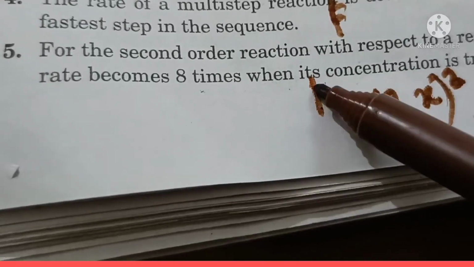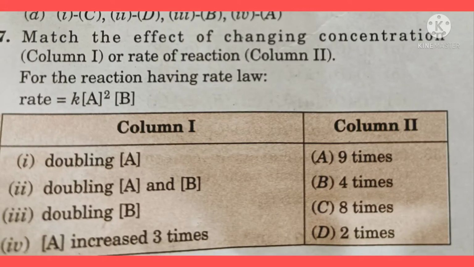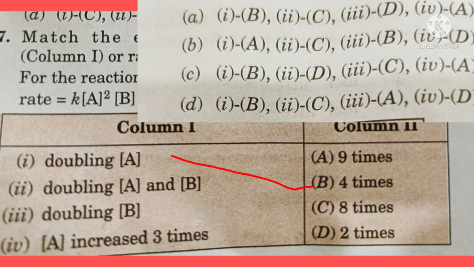So this is false. This statement is false. Match the effect of changing concentration in column 1 on rate of reaction in column 2 for the reaction having rate law: rate is equal to K into [A] raised to power 2 and [B] raised to power 1. So if we double A, the rate will become 4 times, because (2A) the square will be 4A square. So rate becomes 4 times.